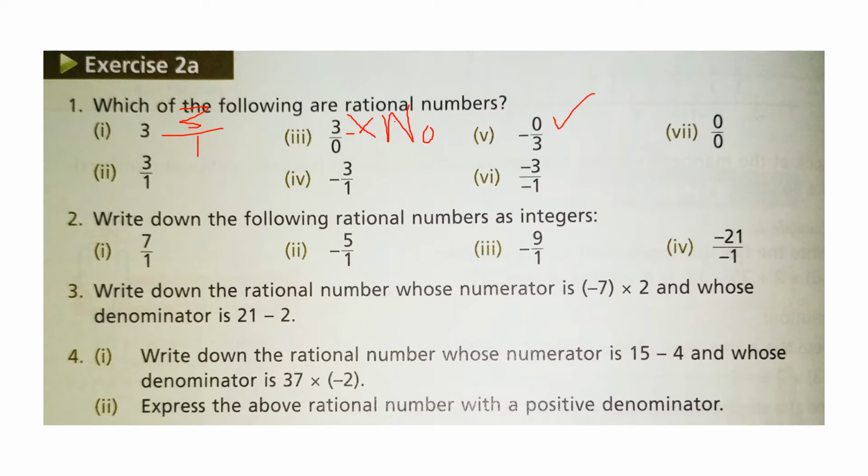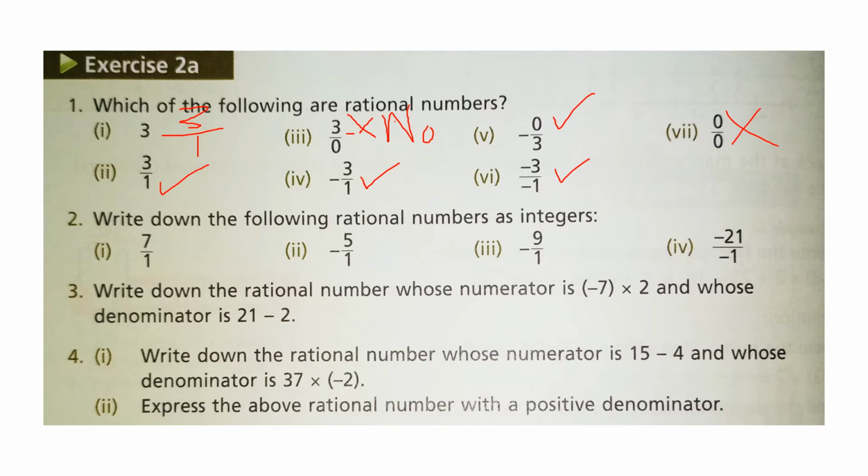Yes, this is a rational number because here the numerator is 0, the denominator is not 0, and it is also written in the form of a fraction. So yes, it is a rational number. It is not, because the denominator is 0. Yes, yes, yes. All others are rational numbers except the third part and the seventh part. These two are not rational numbers because here the denominator is 0.